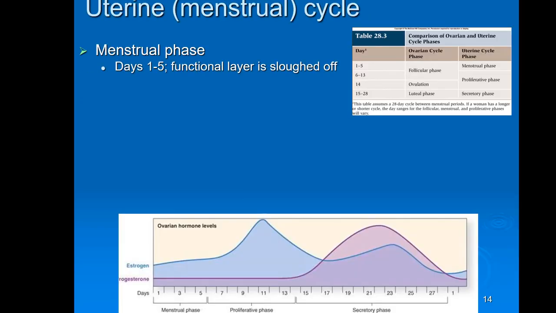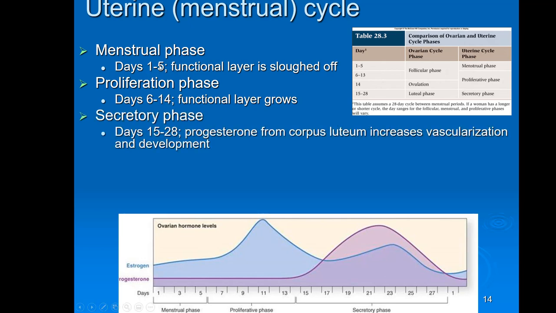Relating all of this now to what's commonly known as the menstrual cycle, we can divide the menstrual cycle, still a 28-day cycle according to the textbooks, into 3 phases. Remember, this is slightly different than the ovarian cycle, even though they work closely together. The menstrual phase is when the functional layer of the endometrium is sloughed off. We'll say that's 5 days. After that, it starts building back, and we call that the proliferation phase. The functional layer of the endometrium grows and gets thicker and thicker. We'll say that's days 6 through 14. And then days 15 through 28, secretory phase.